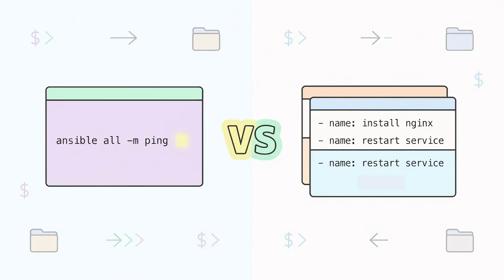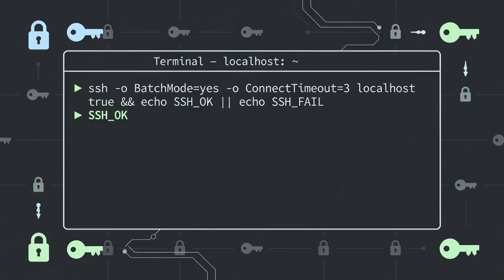version-controlled and shareable. Before any Ansible run, confirm that passwordless SSH to localhost actually works. Without it, every playbook and ad hoc command will silently fail. A quick batch mode test tells you in one line whether the control node can reach itself.